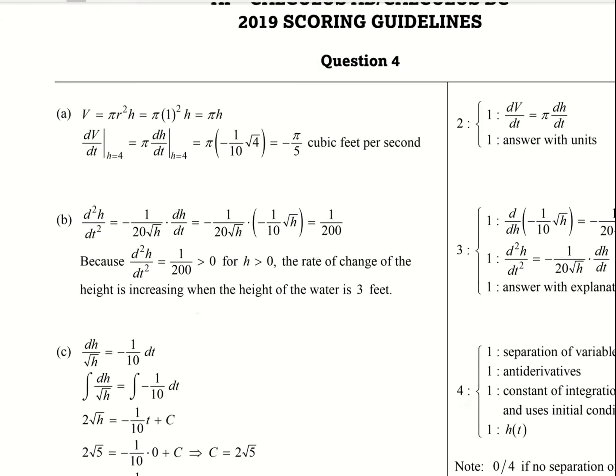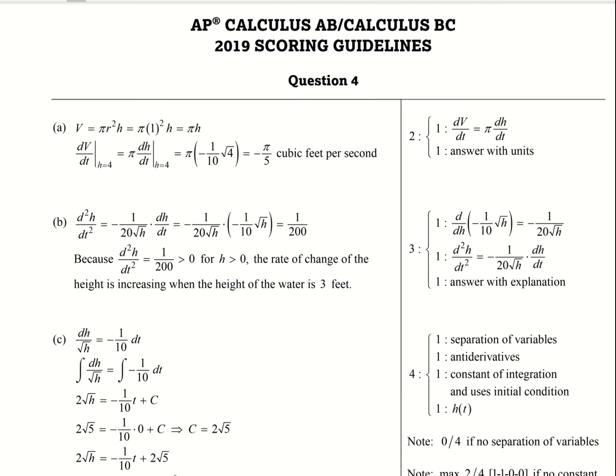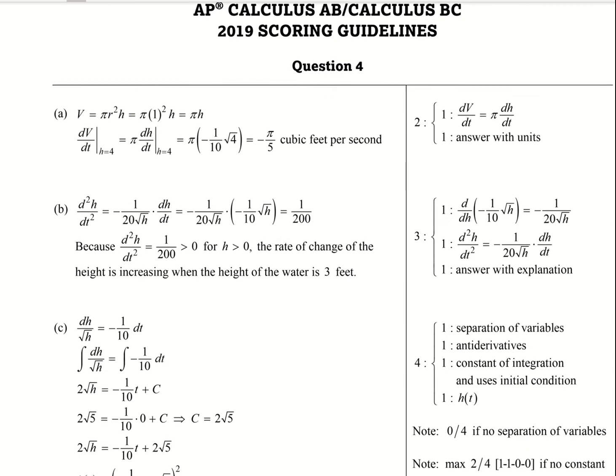So if I look at the scoring guideline, this part is worth 2 points. The first point comes from recognizing, getting to this point where somewhere we have dV over dt equals pi times dH over dt. Now, if you replace dH over dt right away with negative 1/10 root h, that's fine. You would still get that. So that could be in a variety of forms, but we need that.